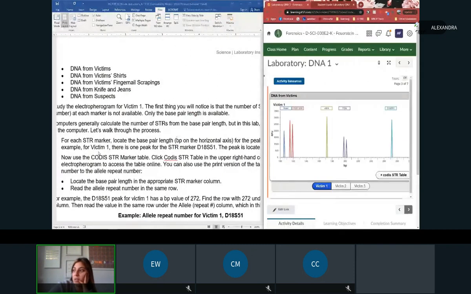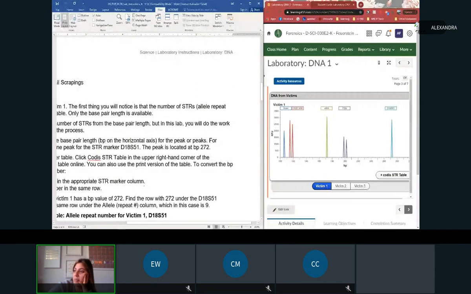So victim 1, there is one peak for the STR marker D18S51. That's this guy over here. They said that the peak is located at BP, at base pair 272. So we look at this table, the peak. So remember, we're not looking between the two lines, but the peak right there.